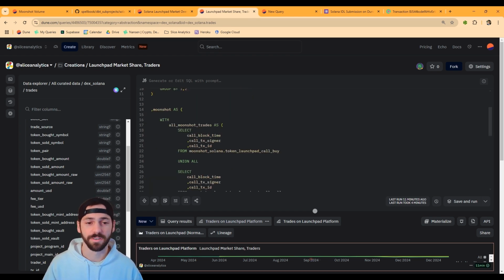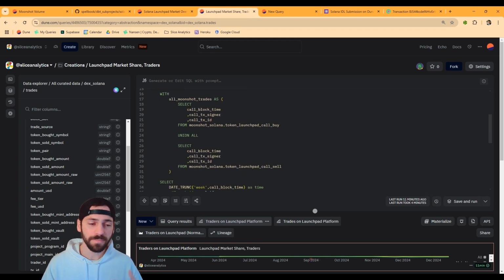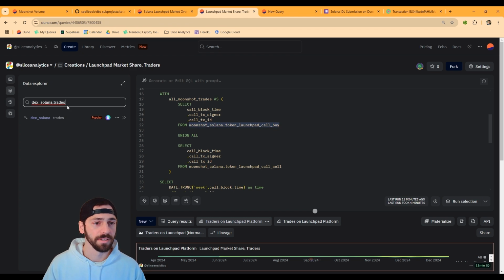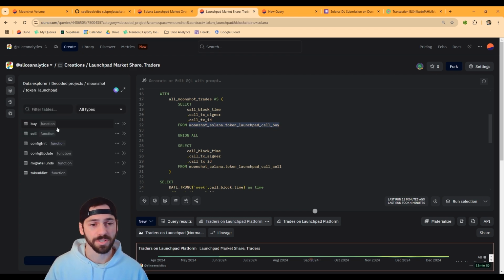Well, the next scenario, in this one, we'll take a look at Moonshot. They do have an IDL, they do have it decoded, but it's not added to the curated data, but we can still make our own table. So we can take this decoded data, and we can see all the instructions nicely laid out. We can see we have the buy function and sell. In this case, I'm trying to gather all the trades. So I'm going to take a union of all the buys that were performed on that platform and all the sells that were performed. And all I really care about is at what time did that transaction occur, who was the signer of it, and what was the transaction ID.